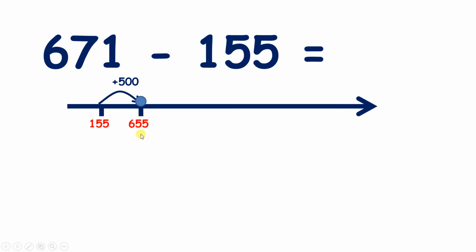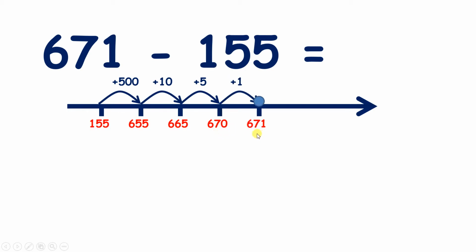And now we've added our hundreds, we can add our tens. We don't want to reach 675 because that would be too many. So let's just add 10 to reach 665. And now we can add our units. 5 more takes us to 670, and then we just need 1 more to take us to 671.